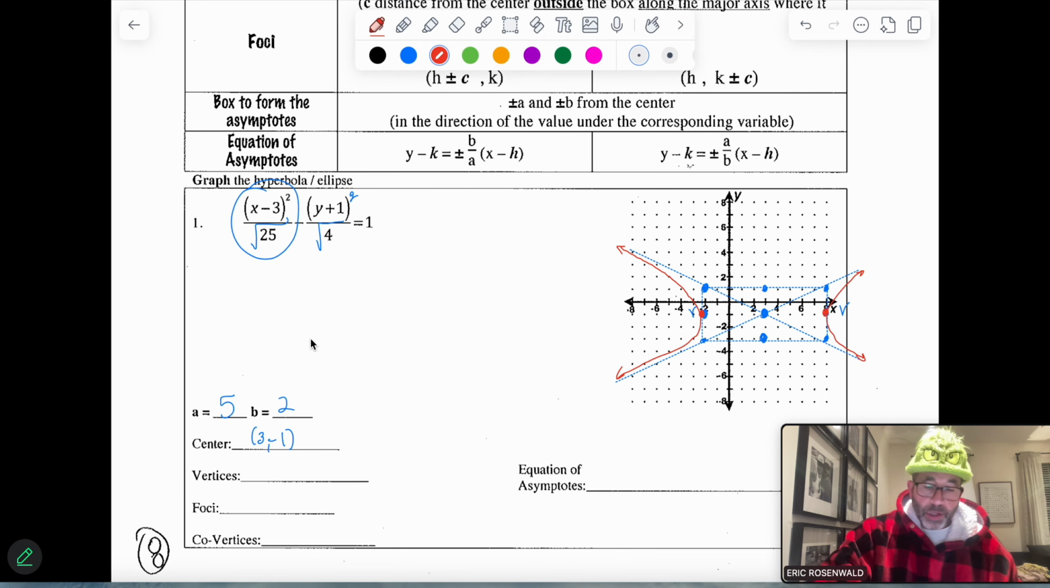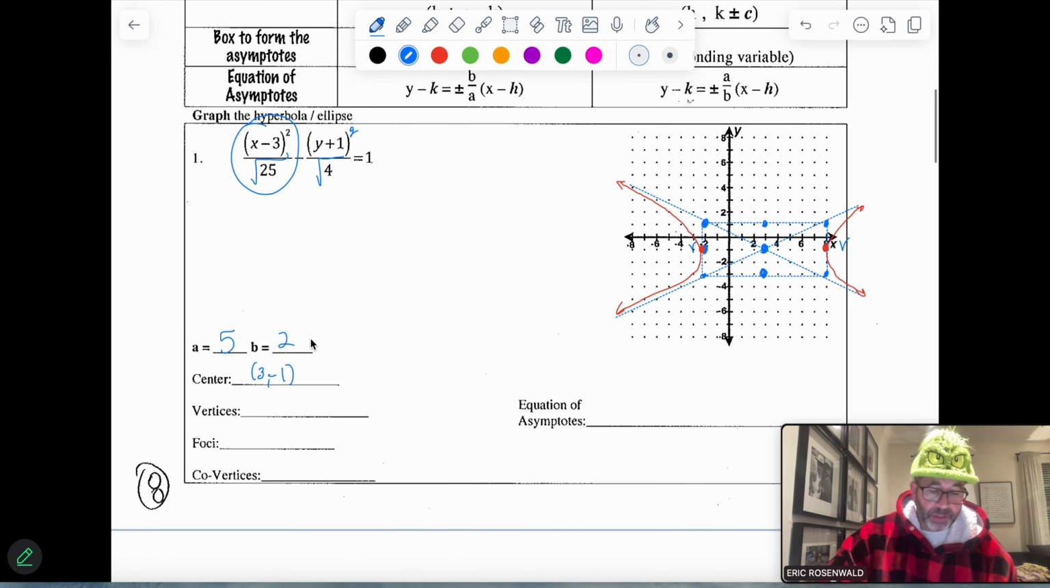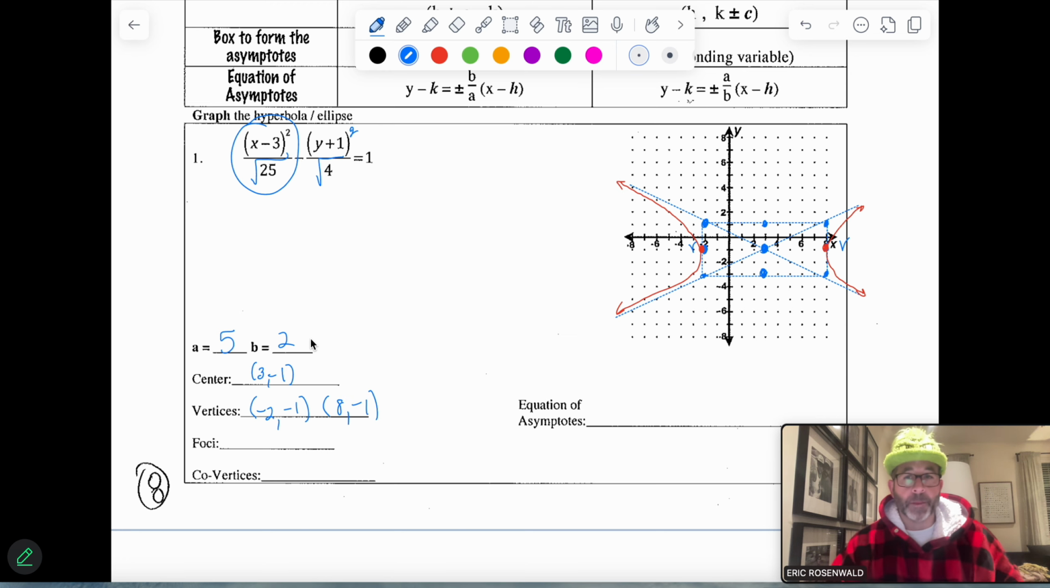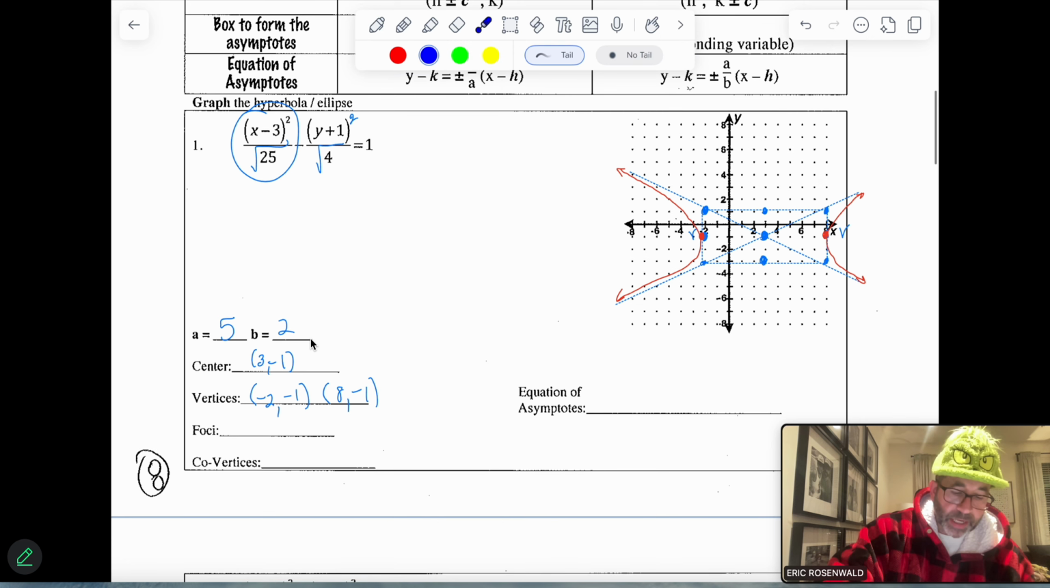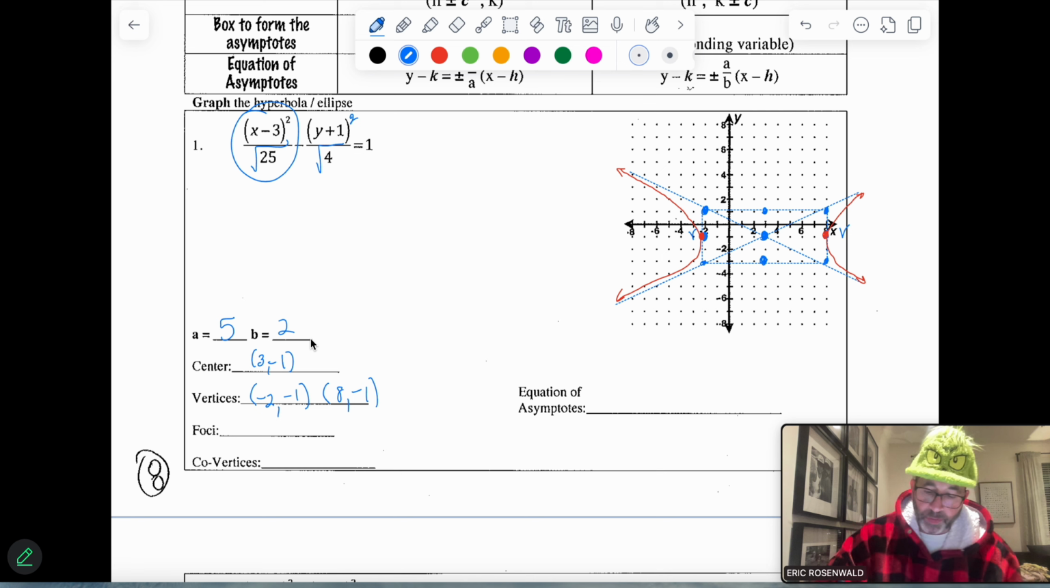Okay. So where are my vertices? My vertices, we said, were the 2 points that were over here where we labeled them V. So we got one at negative 2, negative 1, and then we've got one over at 8, negative 1. Okay. When we look at the co-vertices, those are the points that are on the top and the bottom that were right here and here, and that was 3, 1, and 3, negative 2.